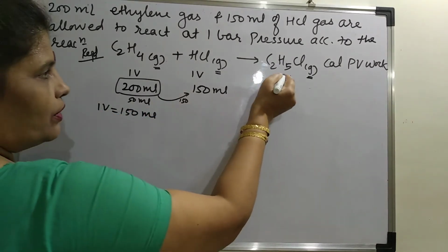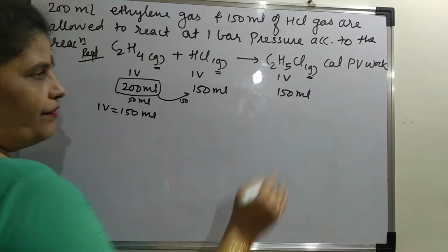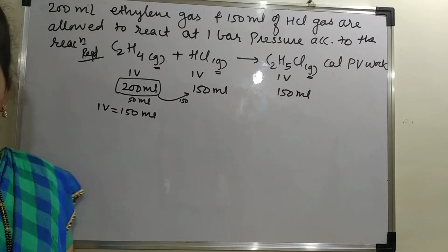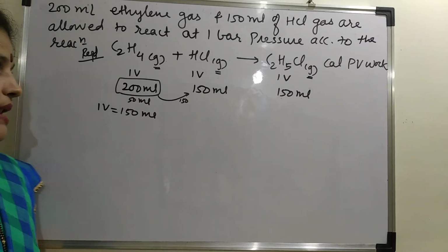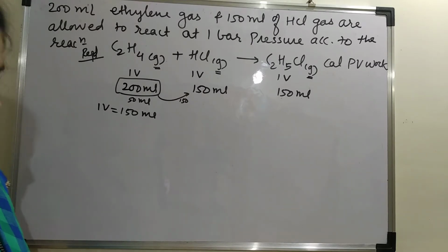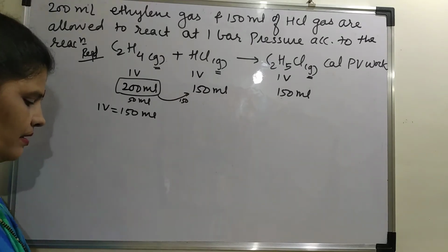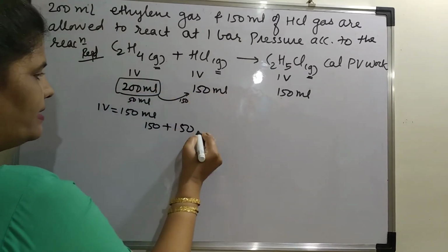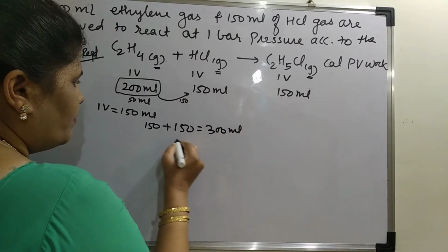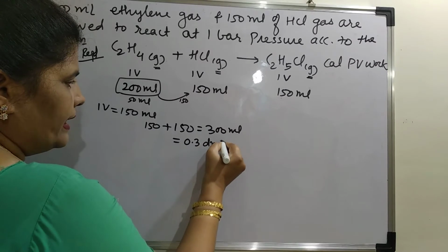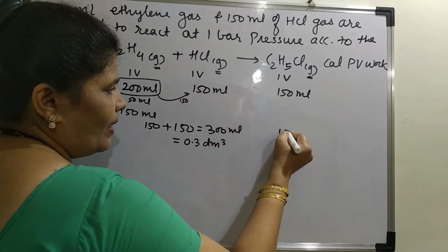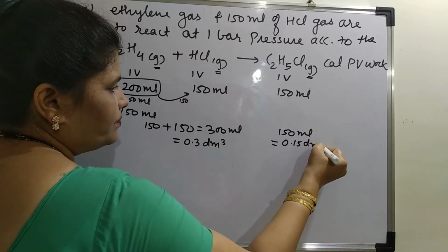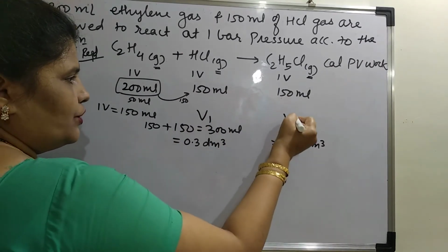So one volume is equal to 150 ml. So how much is getting formed is 150 ml. Now out of 200, as I said, only 150 ml is getting consumed. So 150 plus 150 will give you 150 on the product side. Let us convert those volumes. 150 plus 150 of the two reactants will give you 300 ml, means it is 0.3 dm cube or liter. On the product side, it is 150 ml, that is 0.15 dm cube. So this is your V1 and this is your V2.